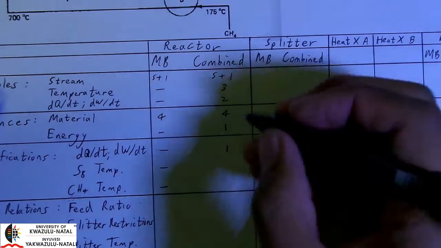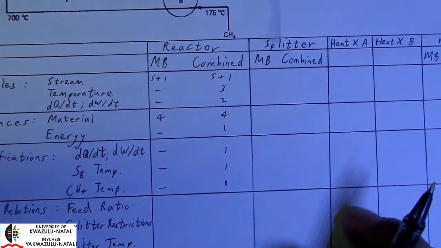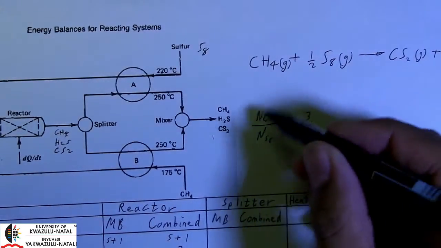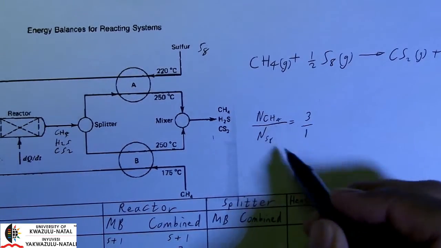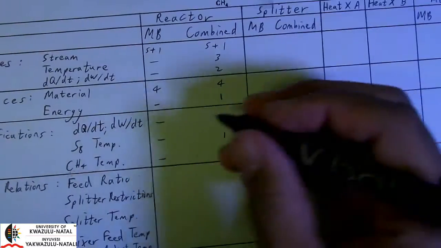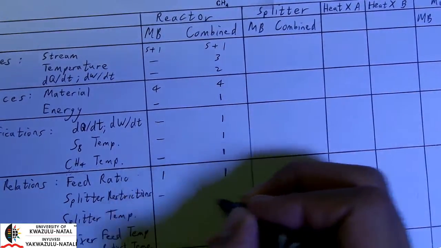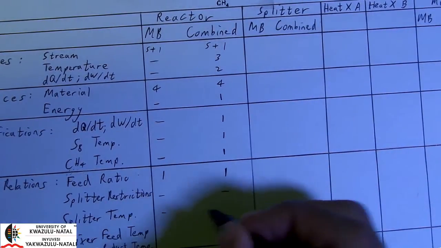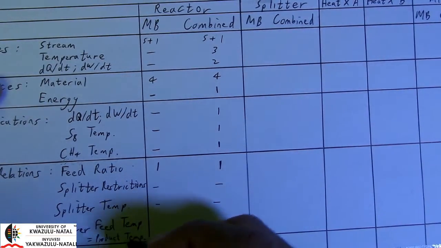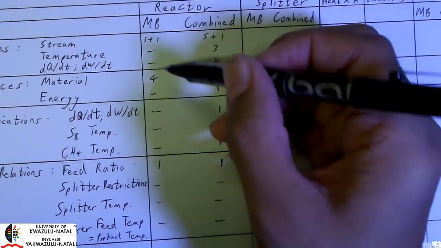We are also given the temperature of the sulfur feed and the methane feed. Okay, and we are also given, in terms of our subsidiary relations, a feed ratio between the CH4 and the sulfur. Okay, and that's relevant to the mass balance as well as the combined balance. Splitter restrictions is of course not applicable here. Okay, as well as the mixer temperatures.